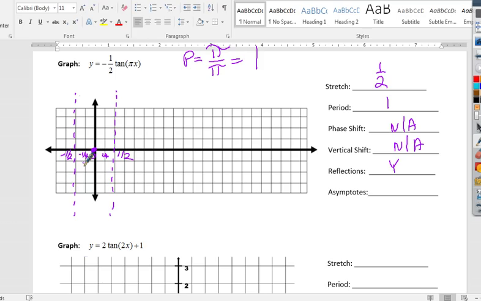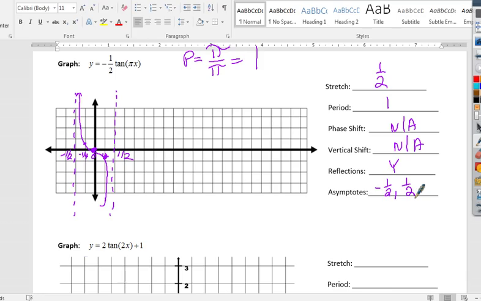From there, since it is negative, we're doing a reflection. So normally the stretch would be 1/2, but we're reflecting it over the x-axis. So now it's going to be headed in the down direction, where tangent is normally in the positive direction. For these kind of graphs, you just need to list the two asymptotes that are actually drawn. So -1/2 and +1/2.